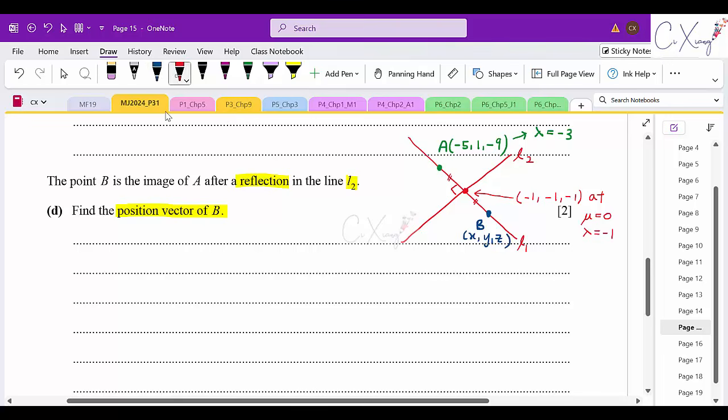Okay, so to find the midpoint, basically we have x1 plus x2 divided by 2. Negative 5 plus the x coordinate of B, divided by 2. Then 1 plus y divided by 2. And after that, negative 9 plus z divided by 2. And I compare this with the midpoint. From the diagram that we drew here, the midpoint is negative 1, negative 1, negative 1.